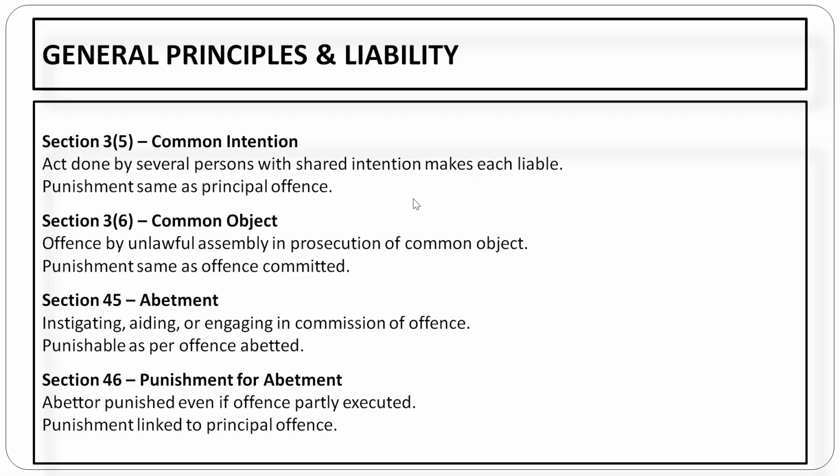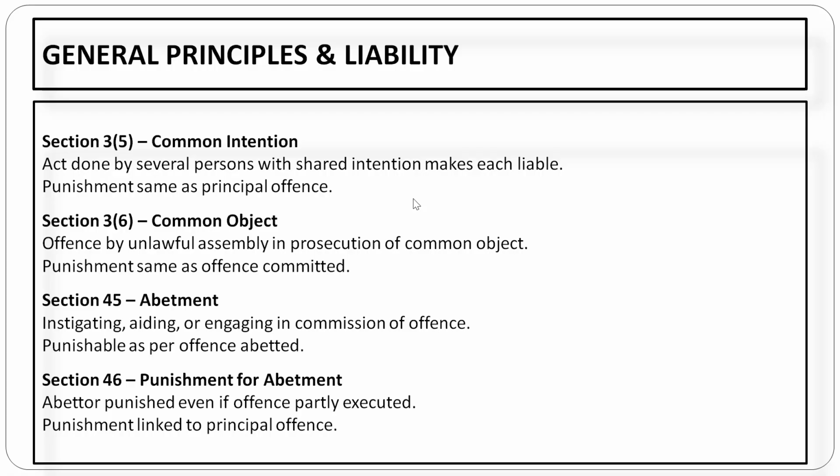Section 3 clause 5, common intention. It explains that when two or more people plan something together and act with the same intention, the law treats all of them as equally responsible. Even if one person actually commits the main act, everyone who shared the intention is guilty. The idea is that when minds meet, responsibility is shared. The punishment is the same as for the main offense.